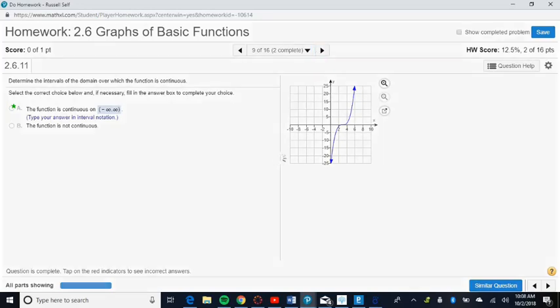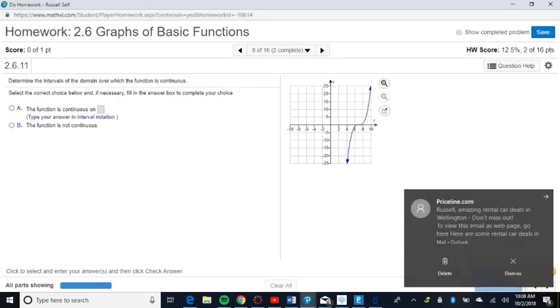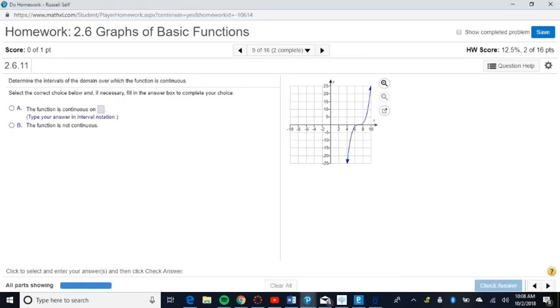Okay. Determine the intervals of the domain over which the function is continuous. Well, can you draw this line without ever stopping? If you can, then it's continuous everywhere. So the function is continuous from negative infinity all the way to positive infinity. I'll show you how they type that in. All the way from negative infinity to positive infinity.